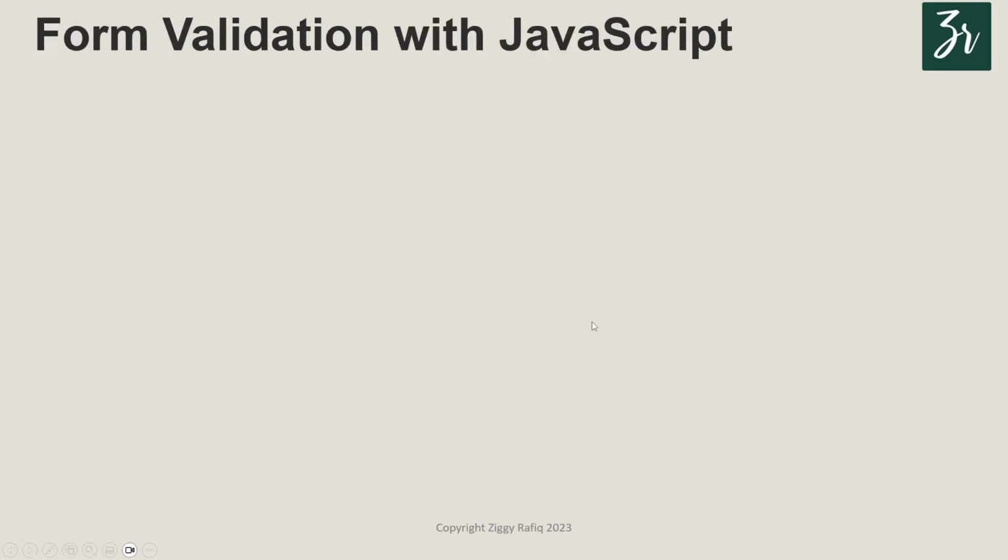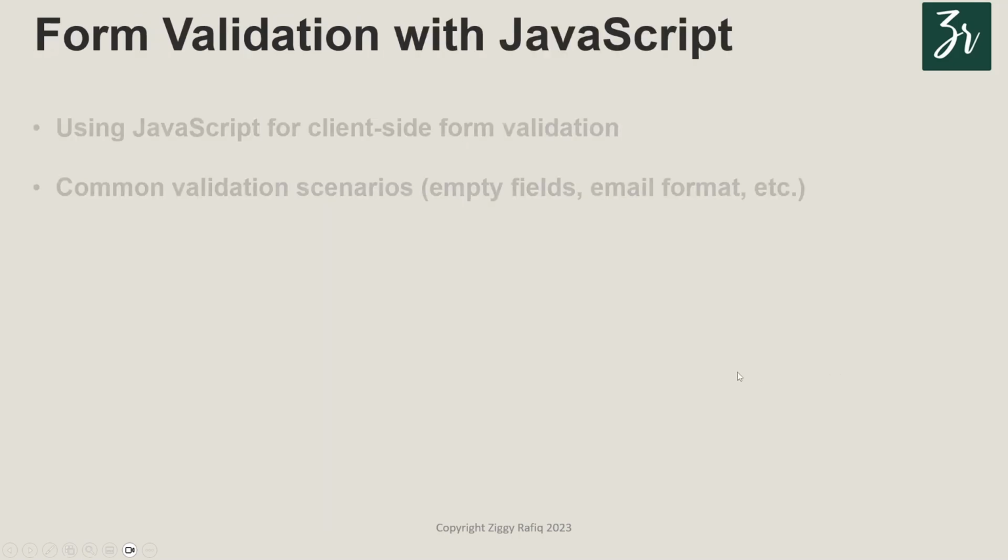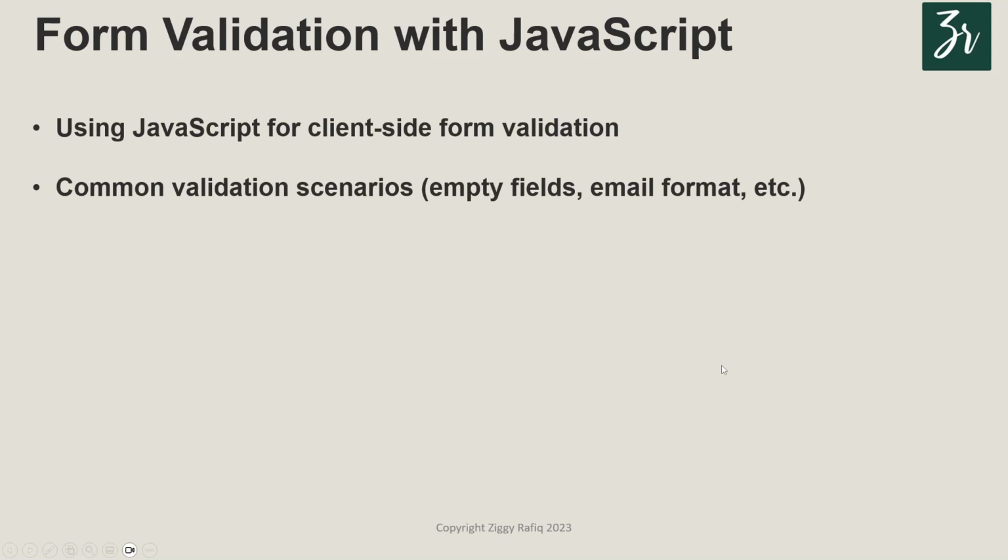Okay, so the form validation: we'll make the form robust with validation. We'll use JavaScript for client-side form validation, ensuring that the user provides the necessary information. We cover common scenarios like empty fields and proper email format. As we dive into JavaScript, one of its critical roles in form development is client-side validation. In this segment, we'll explore how JavaScript empowers us to validate user input on the client side, ensuring the data is seamlessly integrated and digested, and the user experience is smooth.